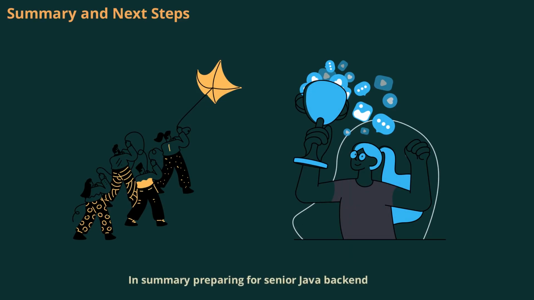In summary, preparing for senior Java backend interviews means going beyond memorizing definitions. Focus on reasoning, production experience, and clear communication. Practice explaining your decisions, trade-offs, and improvements. With these strategies, you'll stand out as a confident and capable candidate.